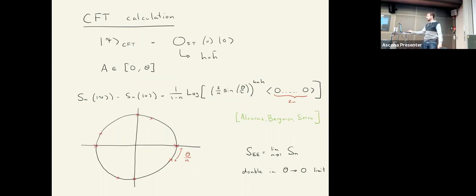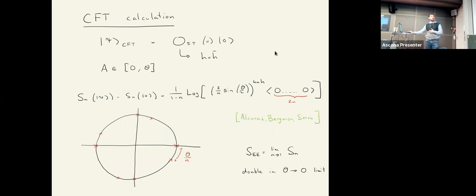So like I said, the state that I want to consider is a primary state where you act with a primary operator, which is single trace. You just insert it at the origin and act on the vacuum. And again, for simplicity, let's just make this operator scalar. And then I'm going to take my 2D CFT to live on a spatial circle of size 2 pi. And then my region A is just going to be a subset of the circle parameterized by some angle theta.